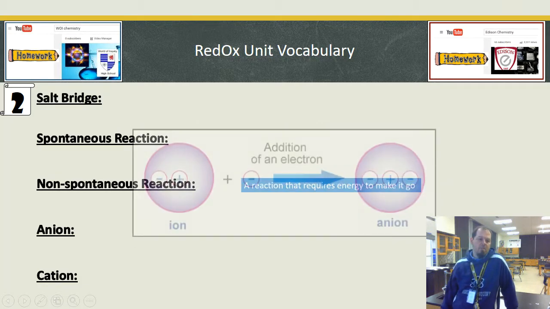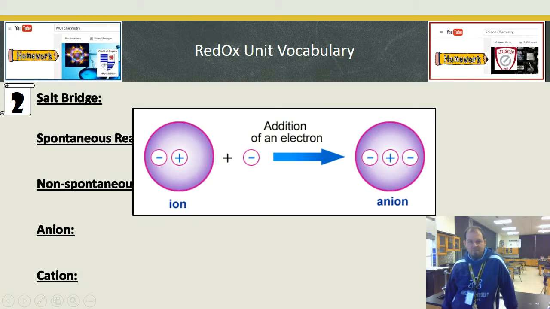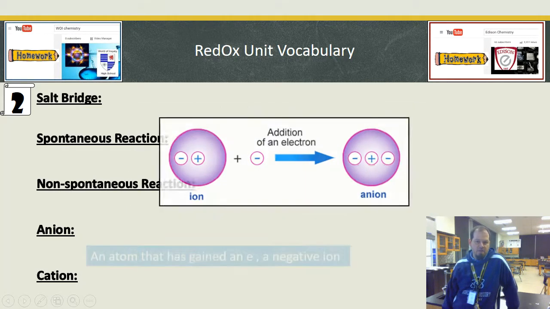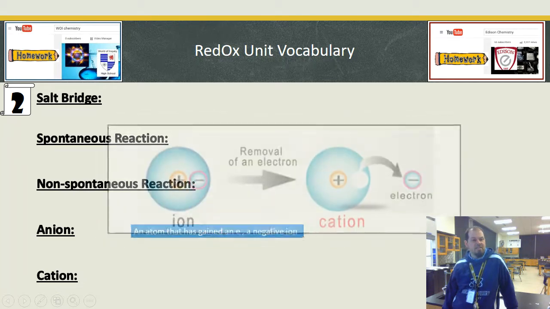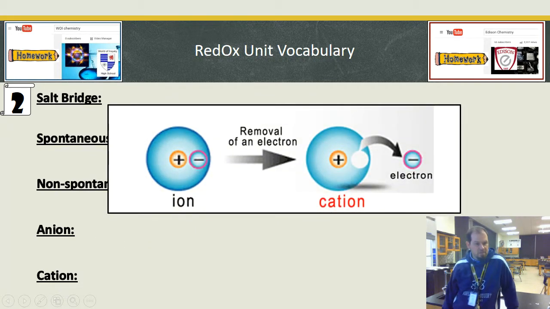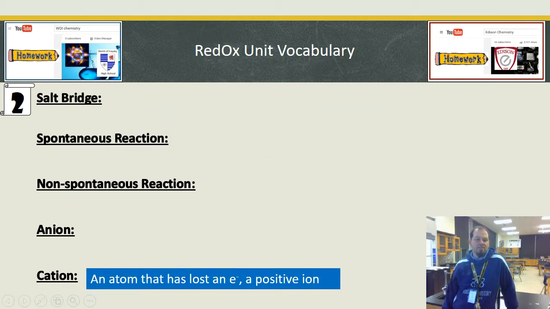Okay. Old words, anion, going back to it. Addition of an electron, so an anion, annoying, negative. An atom that has gained an electron and becomes negative. Cation has a T in it, or it looks like a plus, so that's a positive ion, and if you like cats, then you got that going for you, and you can remember it that way. Okay, an atom that has lost an electron, therefore, is now a positive ion.